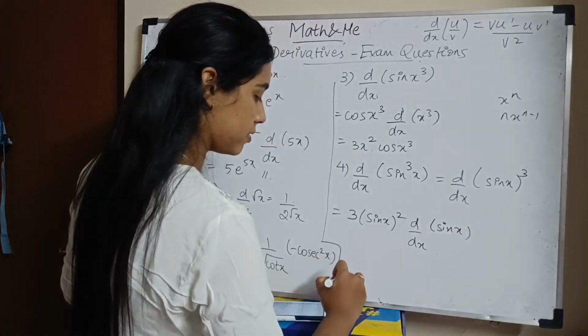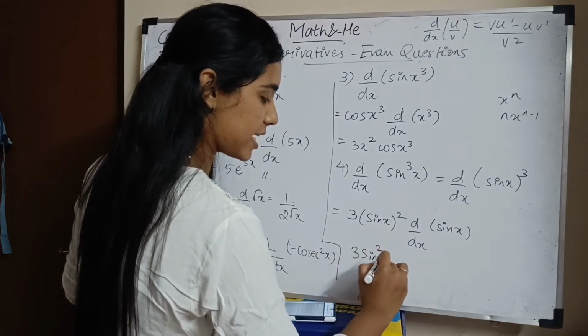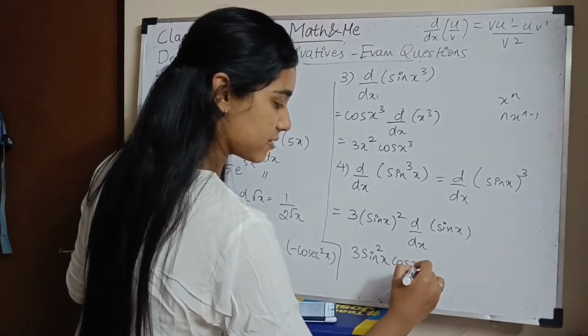So you have 3 sin x the whole square is sin square x. Sin x, the derivative is cos x.